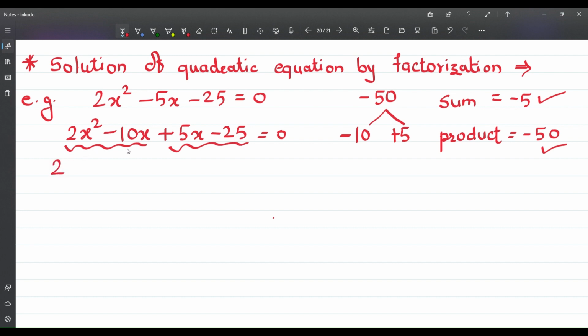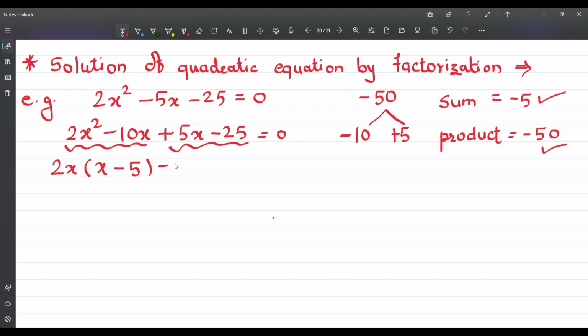Here in the first two terms, 2 is a common factor, and x is also common. So now 2x will be common, so the remaining term will be x minus 5. Now you can see here, 2x into x will be 2x square, 2x into minus 5 will be minus 10x. Similarly we have to take common from this other part.